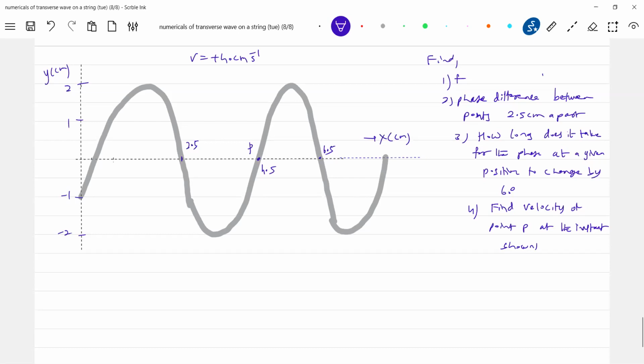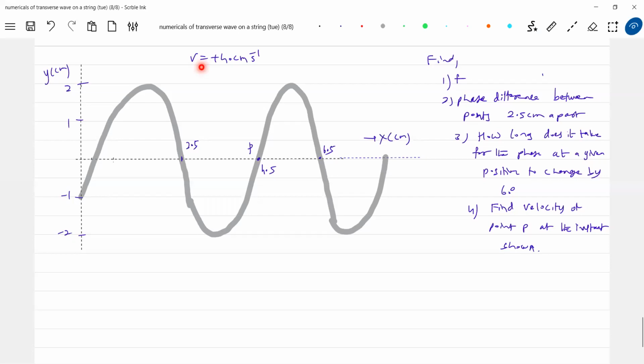Okay, now he's asking some new things. He has given the wave speed and some dimensions. He didn't mention further earlier what this can be. 2.5, 4.5, 6.5, so like that we can go further, 8.5 like that.